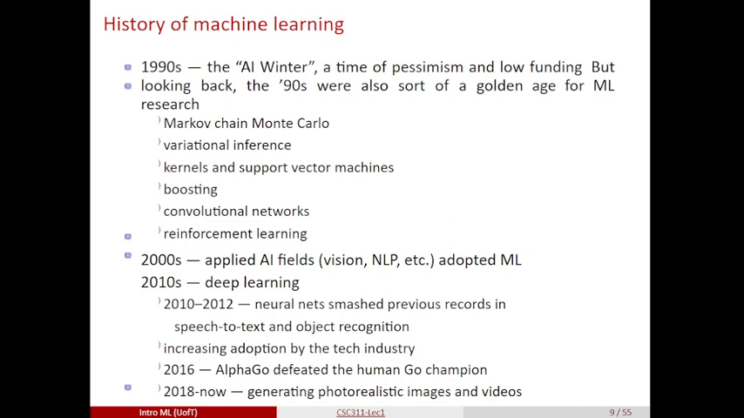In the 2010s, there was a much deeper learning for the machine learning community. From 2010 to 2012, neural nets smashed previous records in speech-to-text and object recognition, and it was reaching increasing adoption by the tech industry. In 2016, AlphaGo defeated the human Go champion. And from 2018 to present day, machine learning is now generating photorealistic images and videos, like the chatbot we have in our Discord right now.